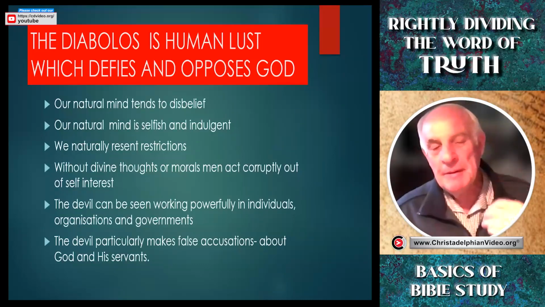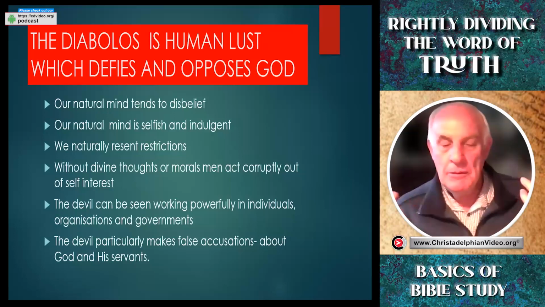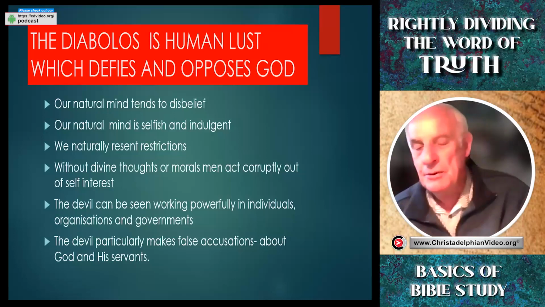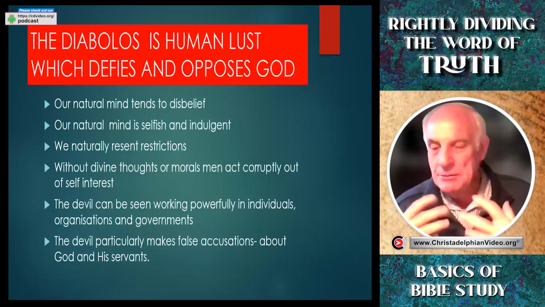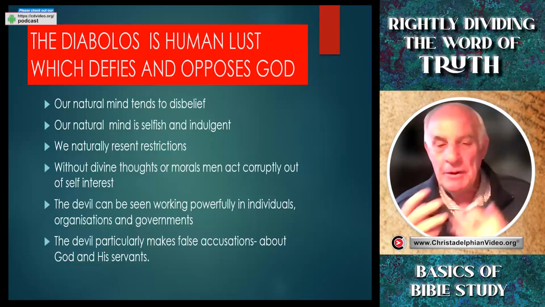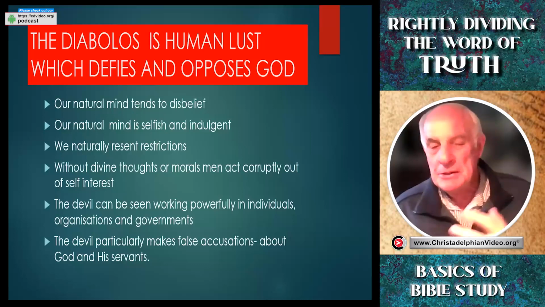It's used in the Bible of our natural mind that tends to disbelief in God. It's used of the natural mind that is selfish and indulgent. And we naturally resent restrictions. When the word of God says you shall not do this and you shall not do that, and God would be unhappy with that, the natural mind starts to reason about ways that we can get our own will, our own selfish desires fulfilled. And without divine thoughts or morals, men act corruptly and out of self-interest. So the diabolos is human lust working in people.